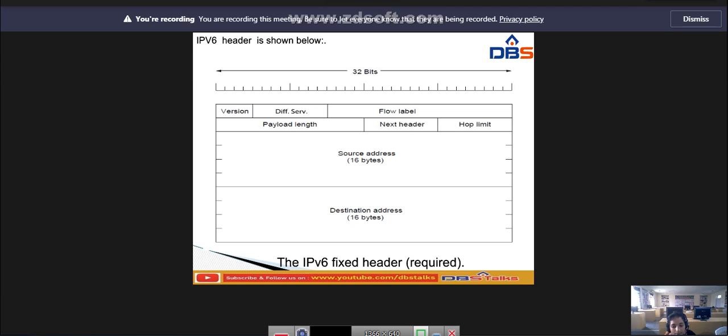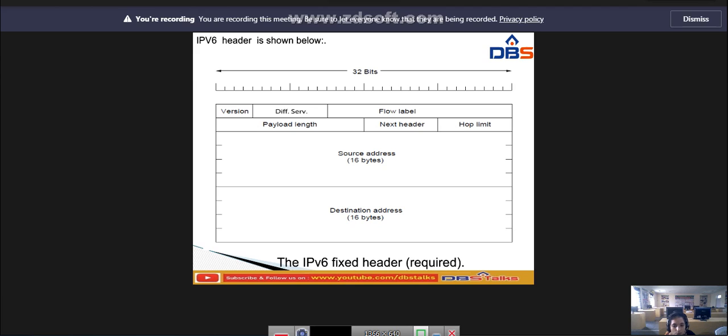Next, coming to next header. It is an 8 bit field. It identifies the type of header immediately following the IPv6 header. Next, hop limit. It is an 8 bit field. The hop limit is set to some desired value by the source and decremented by 1 by each node that forwards the packet. If the hop limit is decremented to 0, the packet is discarded.